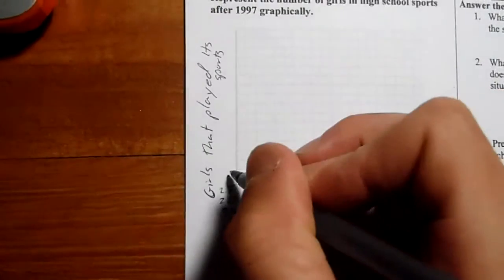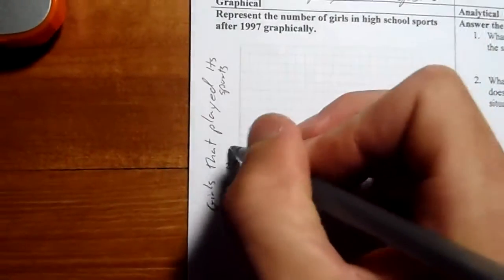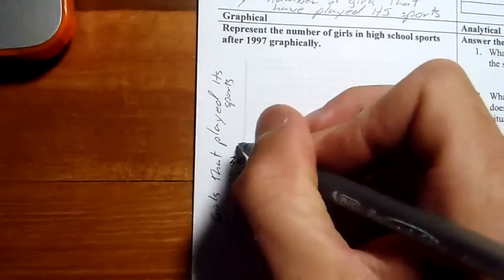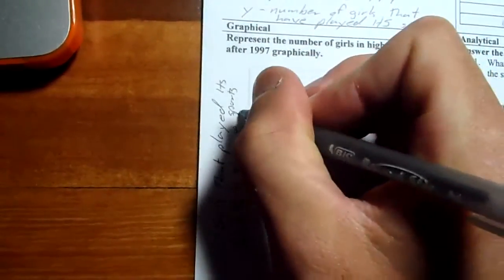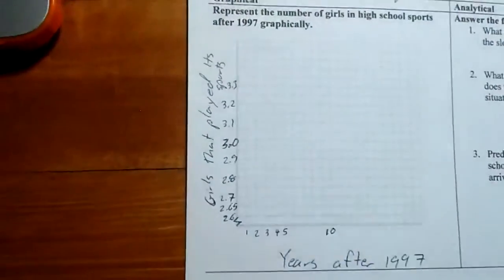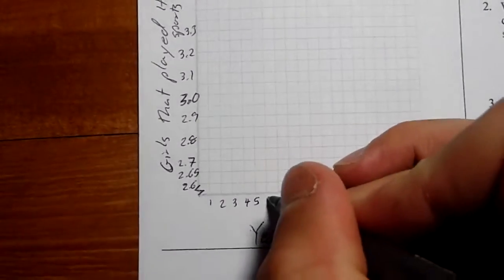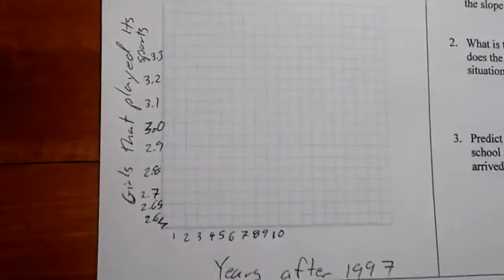So every other line I'll write 2.8, 2.9, 3.0, 3.1, 3.2, 3.3, etc. Hopefully you can see that well enough. I'm going to go ahead and fill in 6, 7, 8, 9. I like the way it looks better.